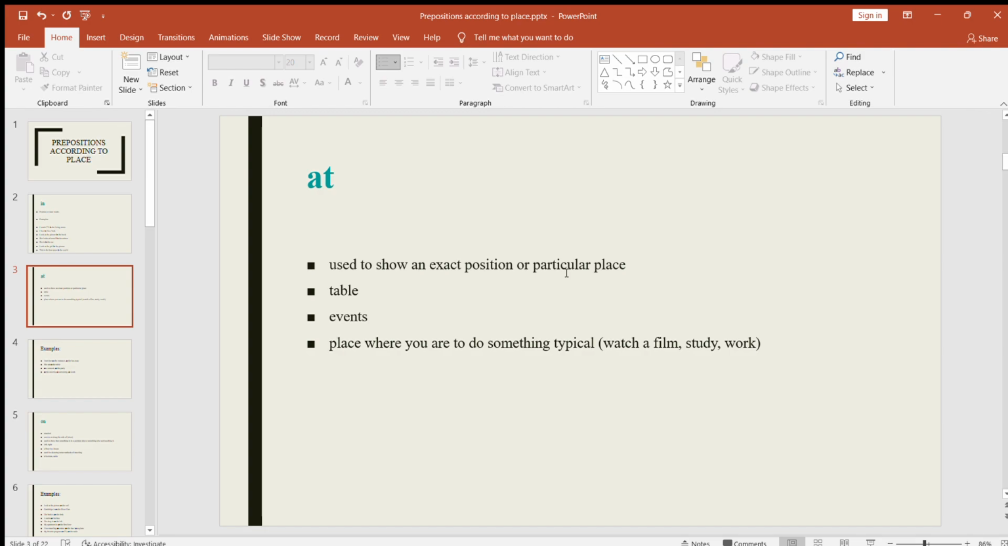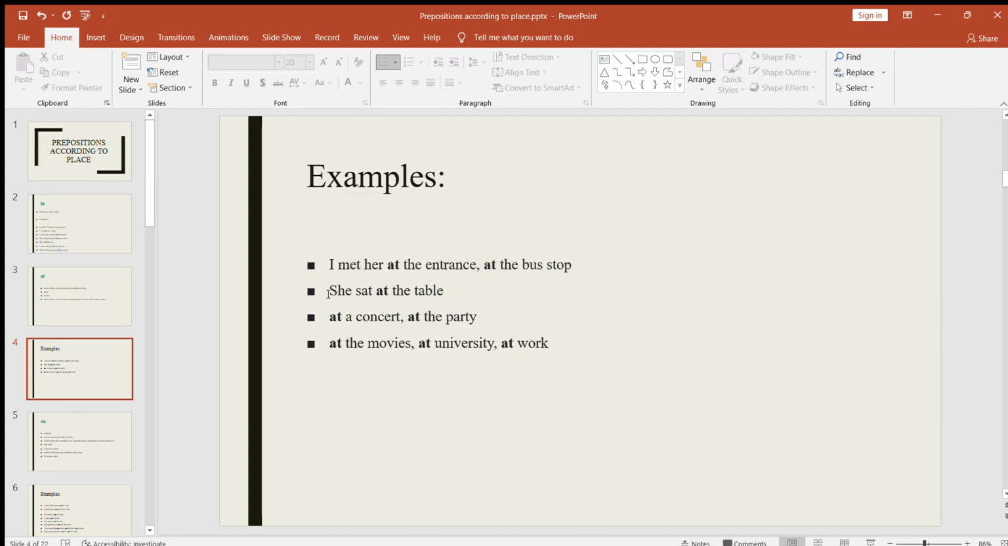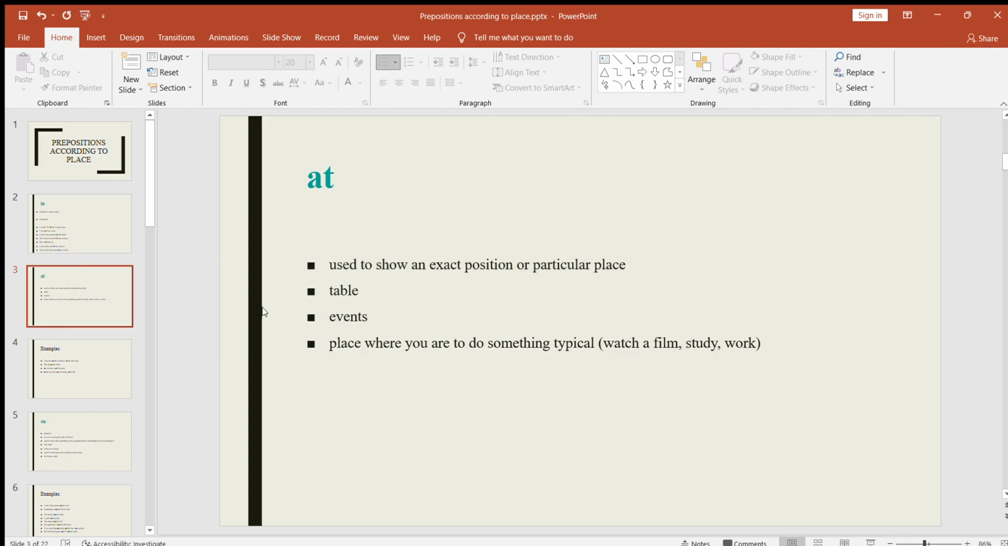For example, I'll be waiting for you at the international office, or I'll see you at the canteen, whatever. Now for table, let's look at this example. She sat at the table. You can also use "on" for the table. She sat at the table. At a concert or at a party, for example, I'll see you at the wedding party, or at the concert, or I'll see you at the conference, whatever.